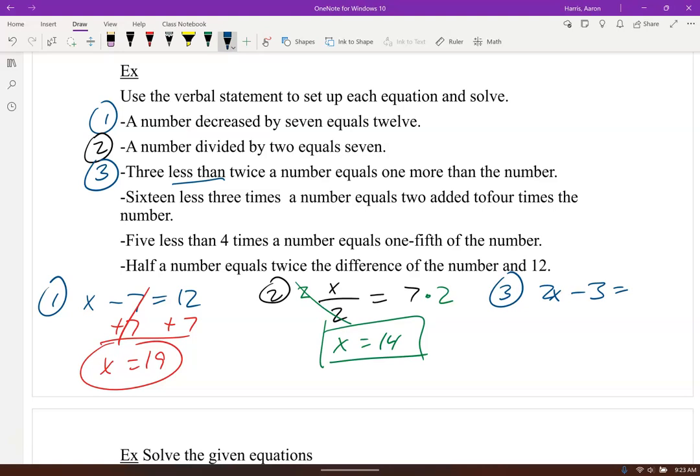3 less than twice a number equals, I'm sorry, I lost where I was at. 1 more than the number. 1 more than the number. And now let's solve for x. So let's get all the x's on one side. 2x minus 1x, 1x. Minus 3, I'm going to add 3. Do the opposite of subtraction there. So I get x equals 4.